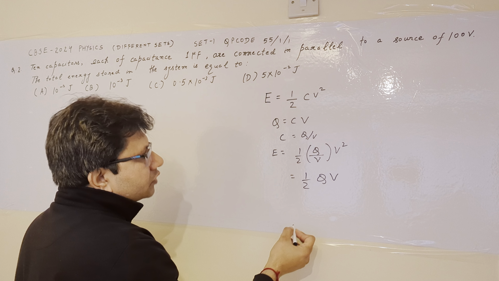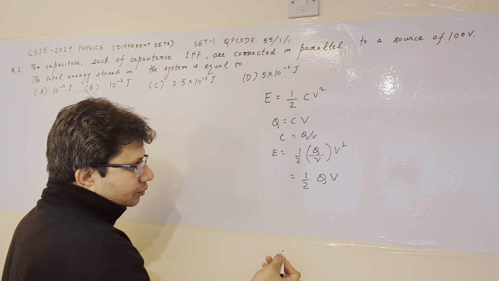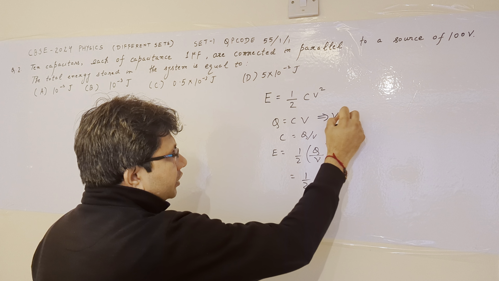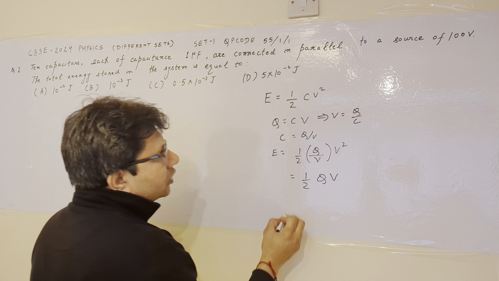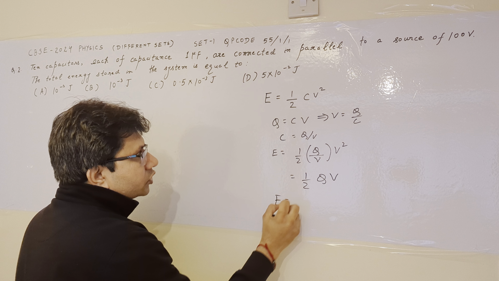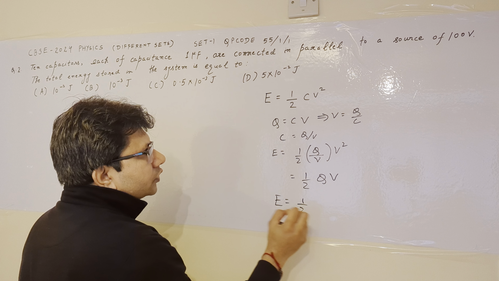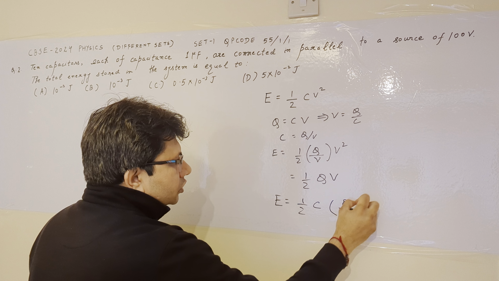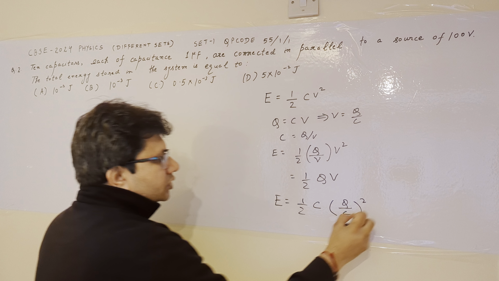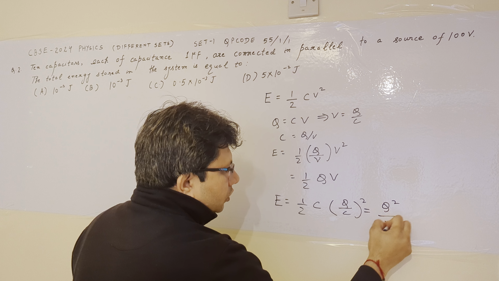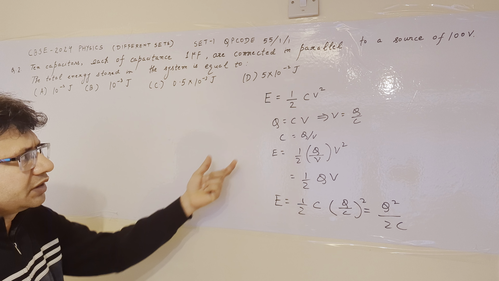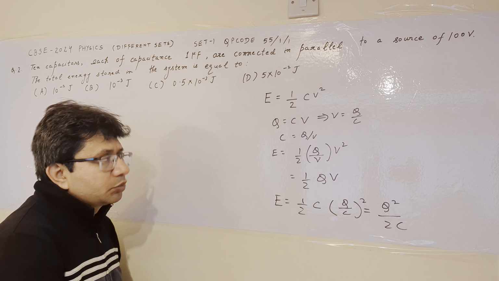Similarly, we can express the formula in terms of Q and C. For example, if we want to eliminate V, it implies that V equals Q upon C. So we can say that E equals half multiplied by C multiplied by (Q upon C) whole square, which is equal to Q square upon 2C. So out of these three formulae, we can use any according to the given problem.